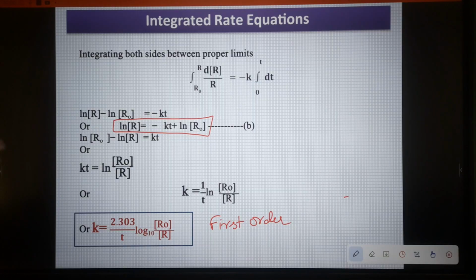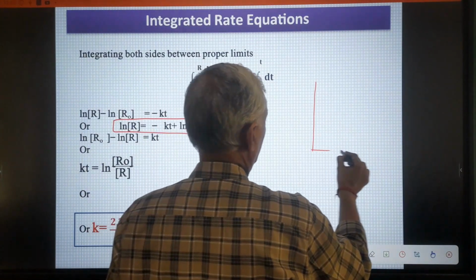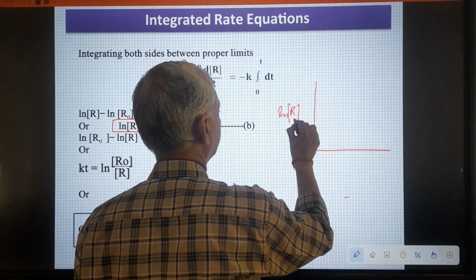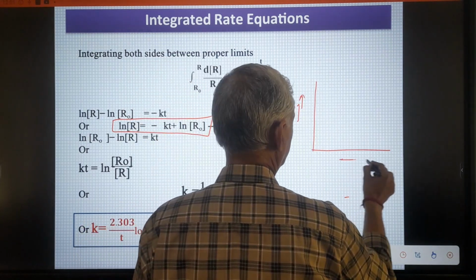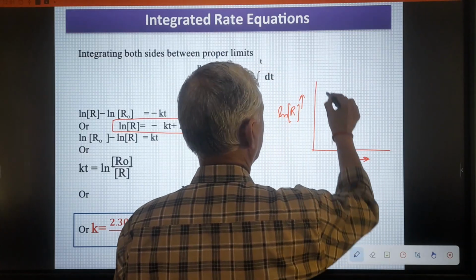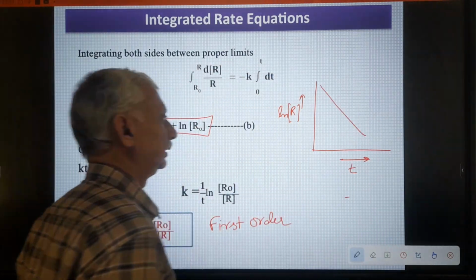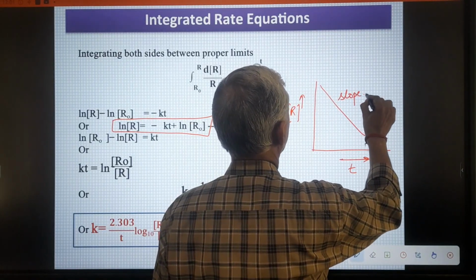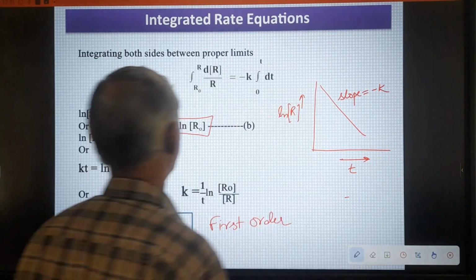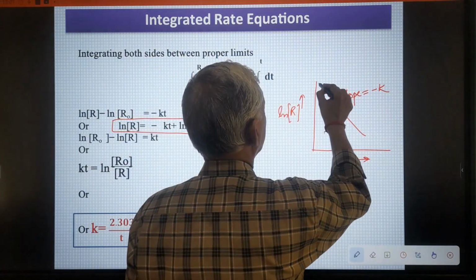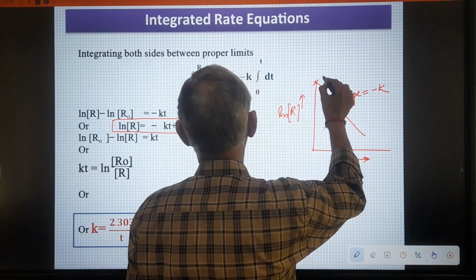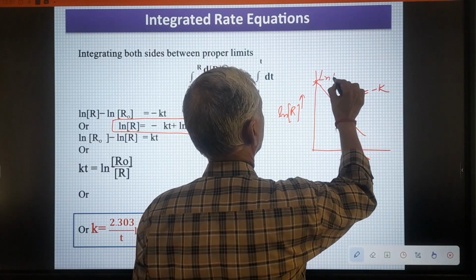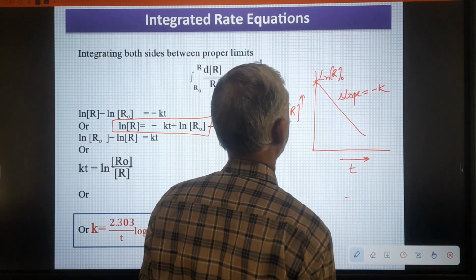when we plot the natural log of the concentration of reactant against time, then this type of plot is obtained, and this plot has a slope equal to minus k, and here the intercept will be the natural log of the initial concentration of reactant.